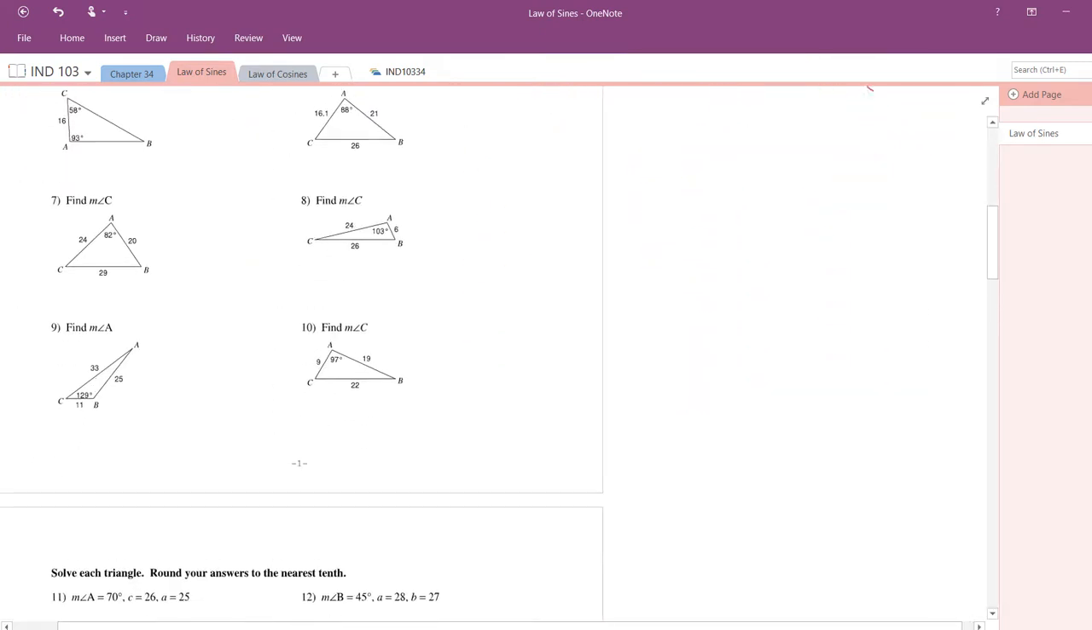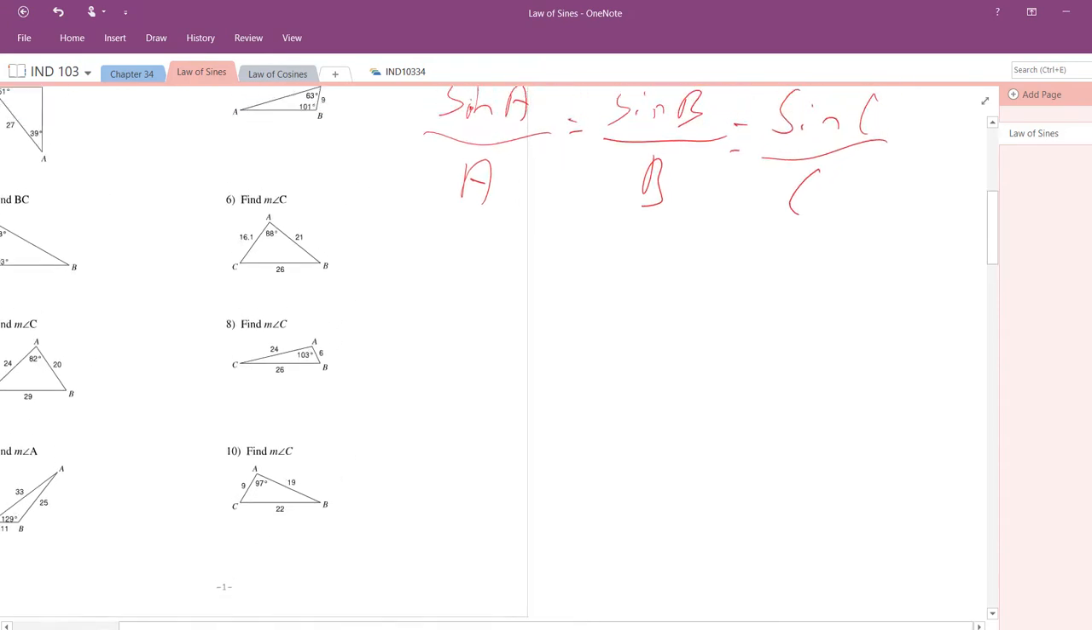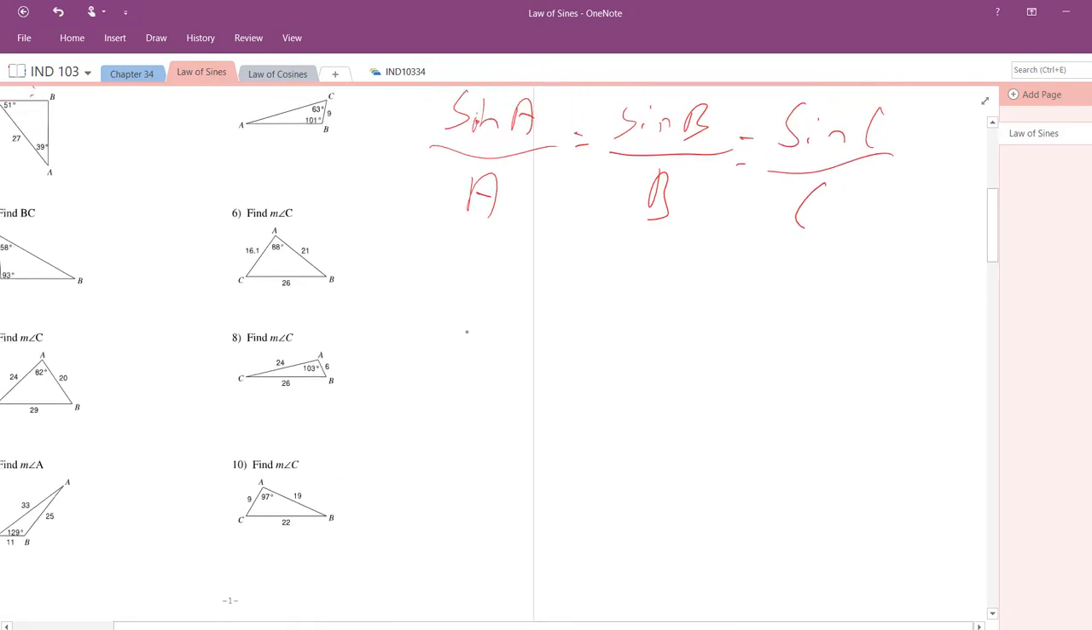So if we look at number 8, we're going to look for angle C. So I'm going to put the sine of C, and remember, we have the corresponding 6, not 26, sorry, there we go, is equal to the sine of 103, and 26 would be the corresponding side.